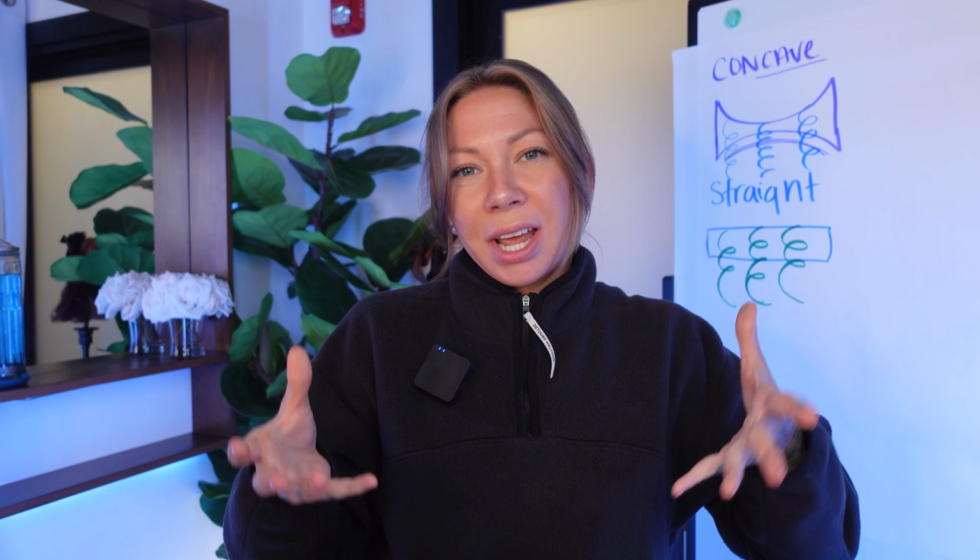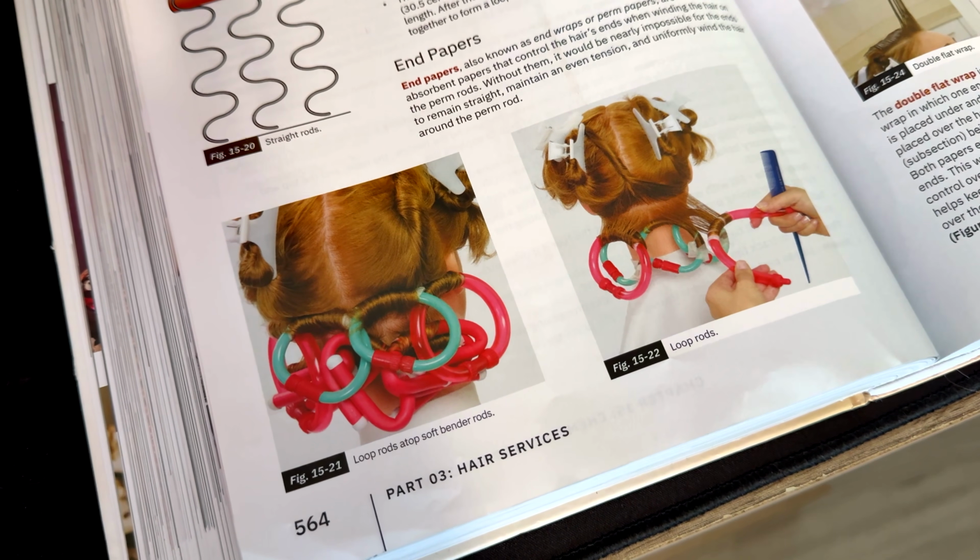Soft bender rods. I don't actually have these with me, but they're just soft bendable rods. The rod will have a little wire in the middle so it's flexible and it can bend into a hoop. Loop rods connect and make a circle or a loop.